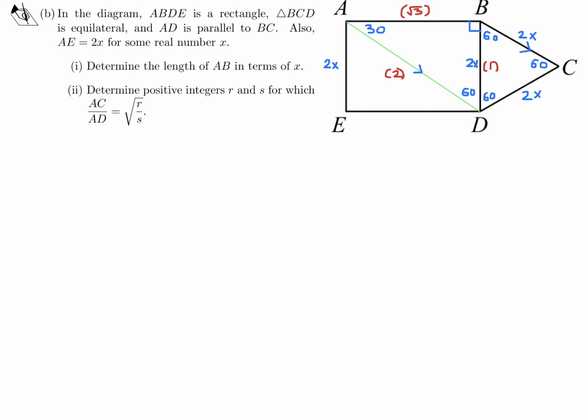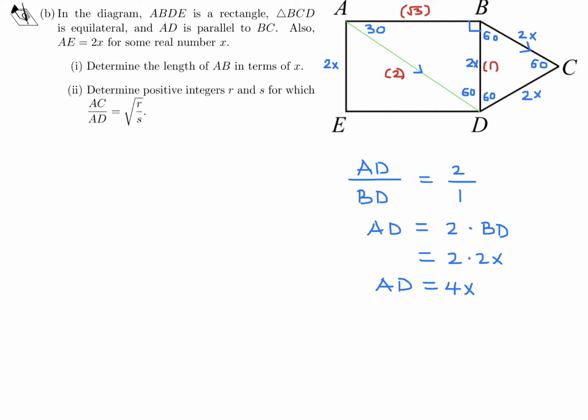Part 2, determine the positive integers r and s for which AC over AD is the square root of r over s. Okay, well, let's first figure out what is AD. AD, using the same triangle, over, say, BD, would be the equivalent of 2 over 1. So AD would basically be 2 times BD, and BD is just 2x. So AD looks like it will be 4x.